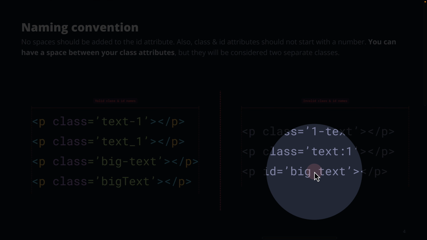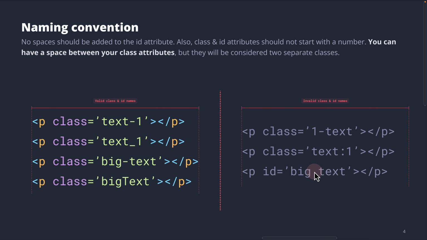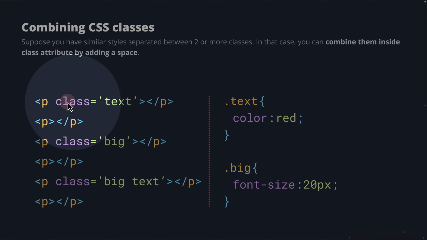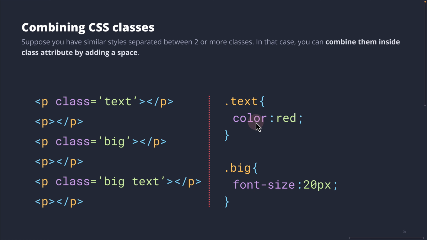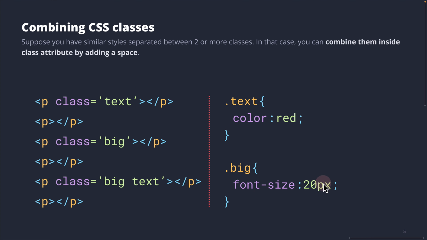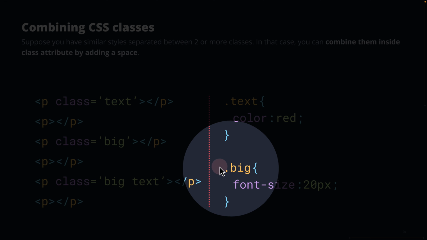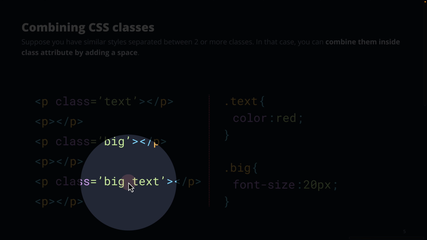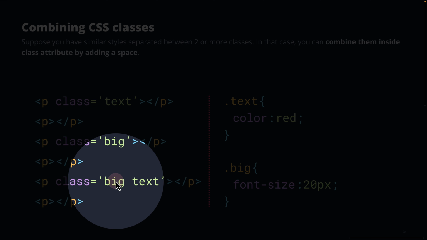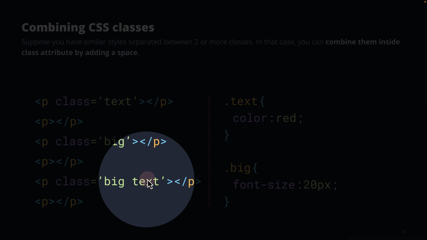If you decide to have a space, this is valid, which we are going to use, and that allows us to combine CSS classes. So if we just add a text class to the first paragraph, we're just applying the color of red. If we add the big class, which is font size of 20 pixels, to our third paragraph, we're only applying font size of 20 pixels. If we want to apply the text class and the big class to one paragraph, all we need to do is add a space. So if I do big space text, that doesn't mean the class is big text. That means we have a class called big, apply the styles. We have another class called text, apply the styles as well.